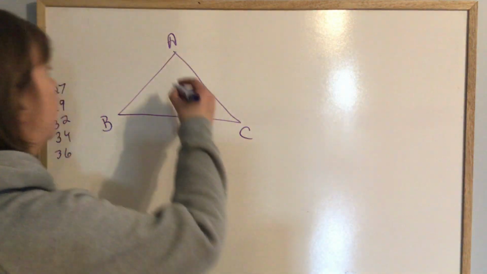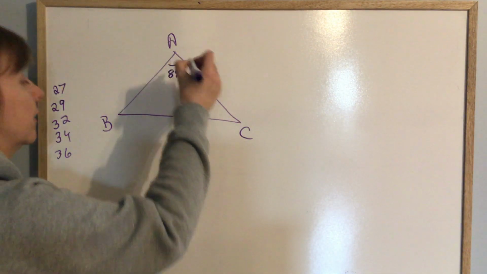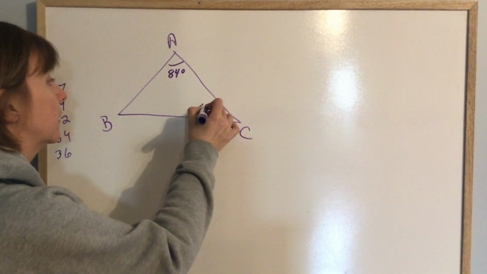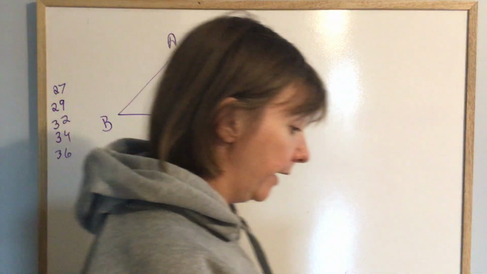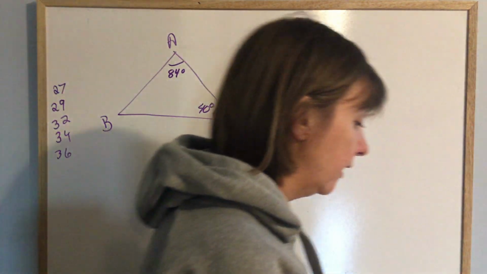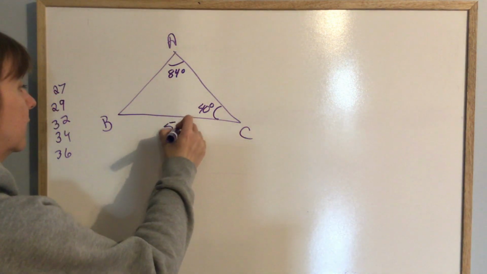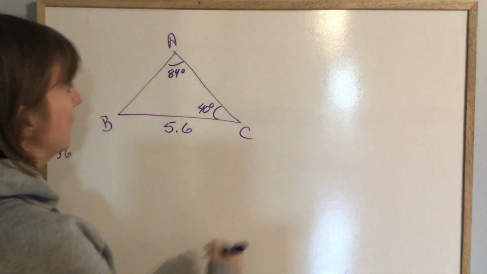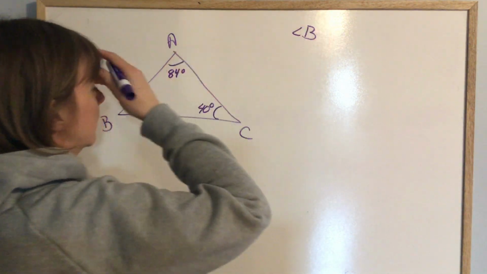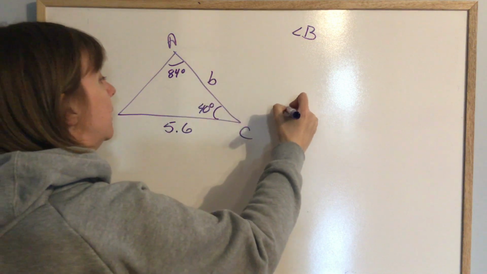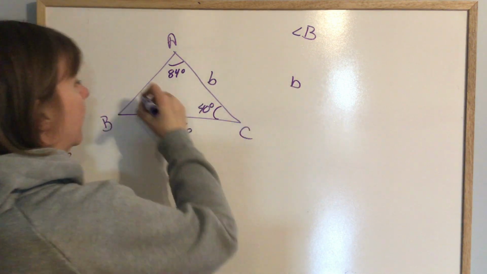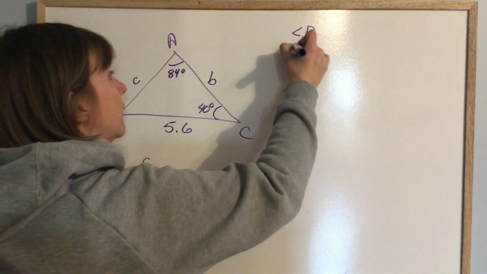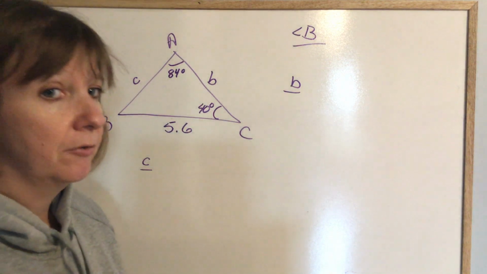Angle A is 84 degrees. Angle C is 40. And side A is 5.6. So we have to find everything that's missing. What's missing? Well, angle B is missing. Side B is missing. And side C is missing. I'll put it down here. So there are three things that I have to find.